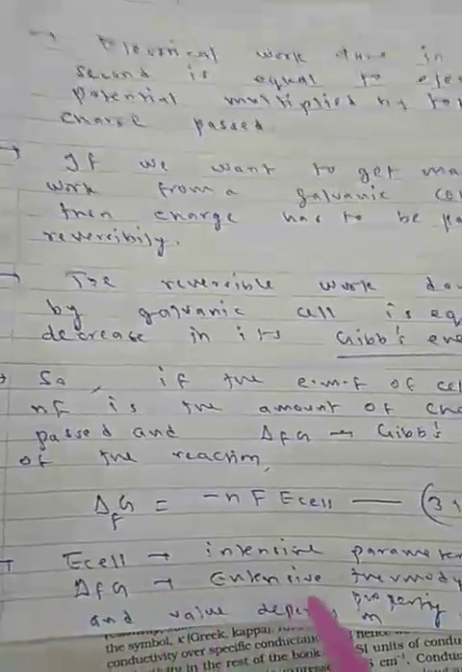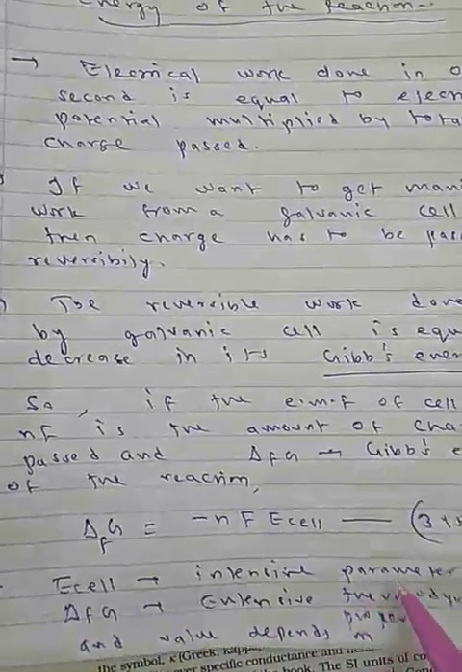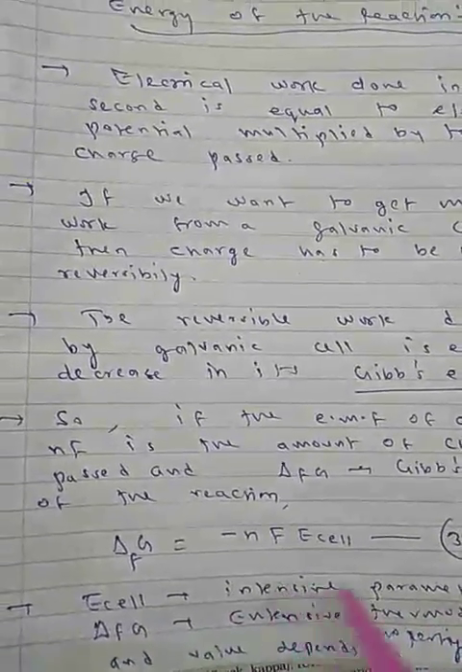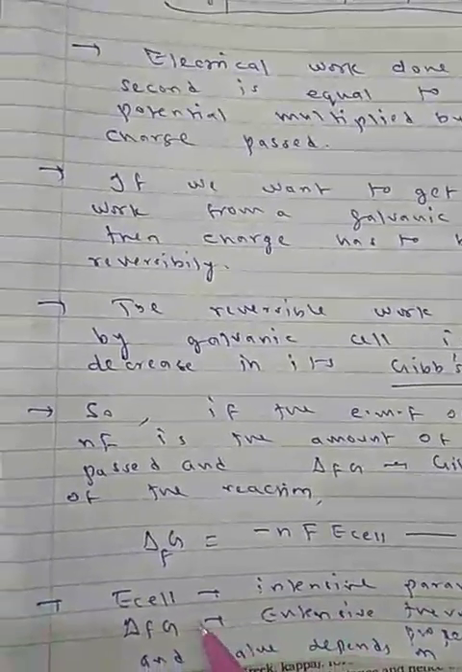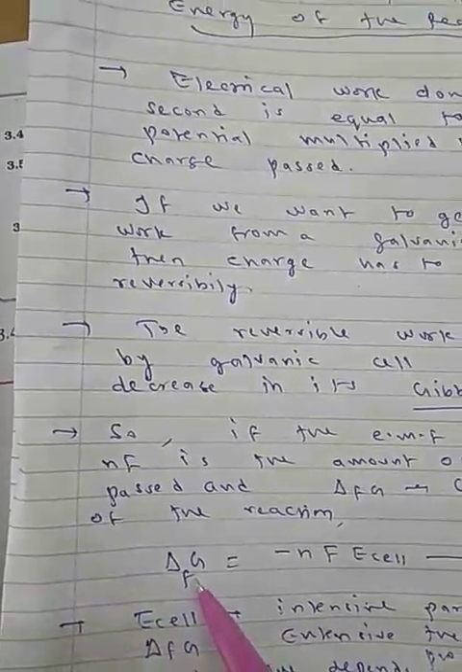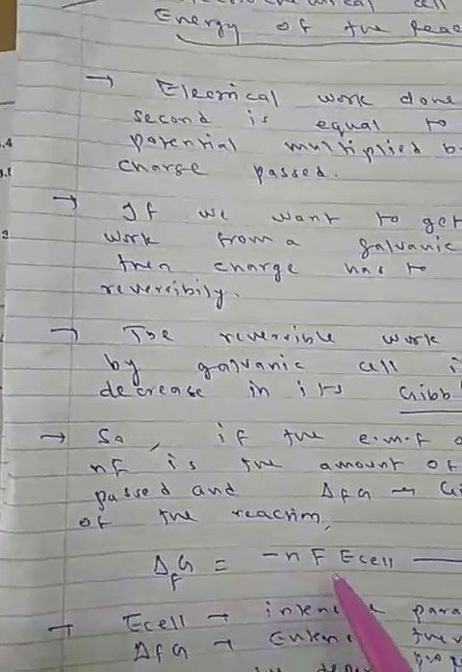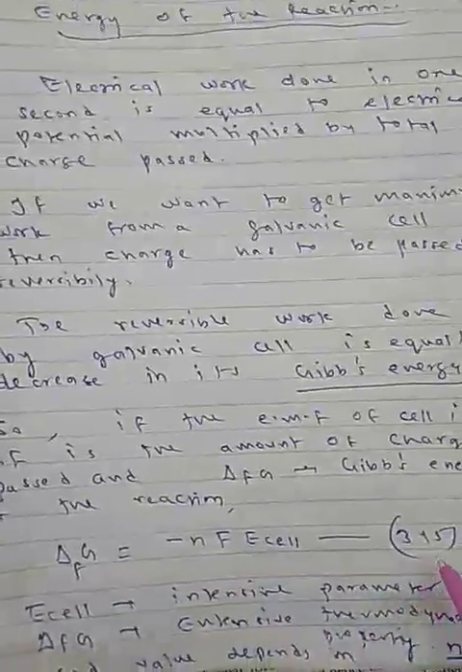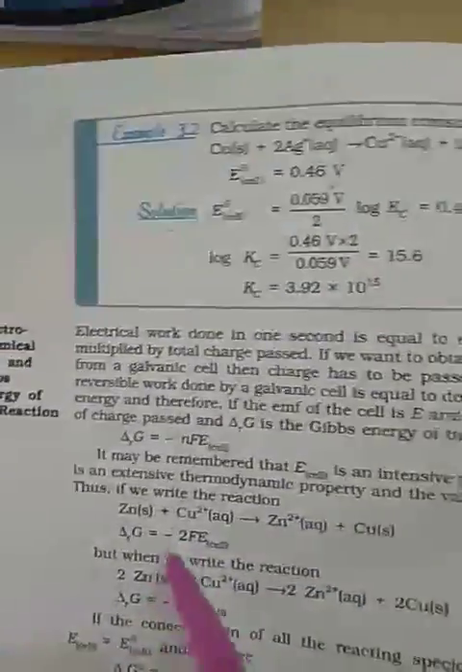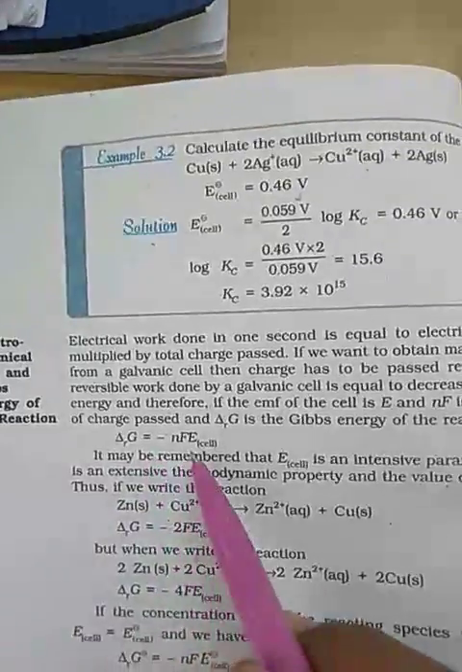Okay, already I taught you in 11th what is thermodynamics. So this is the intensive parameter and this is the extensive parameter. So the relation is Gibbs free energy equals minus nF E cell. So I am deriving the equation. See, for this I taught you this.